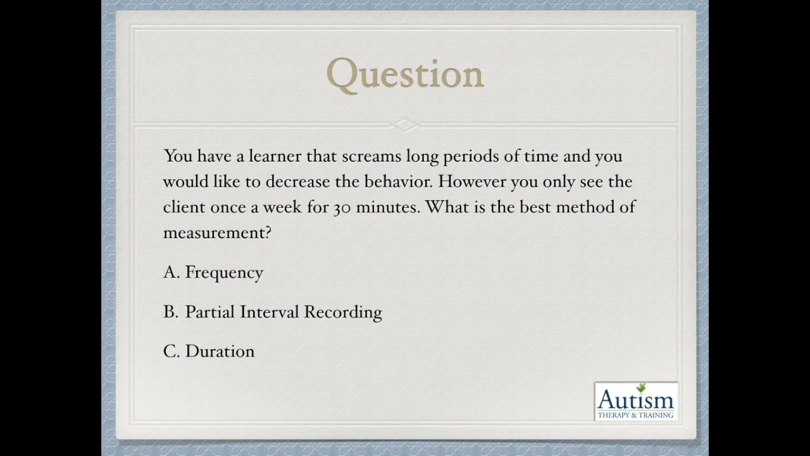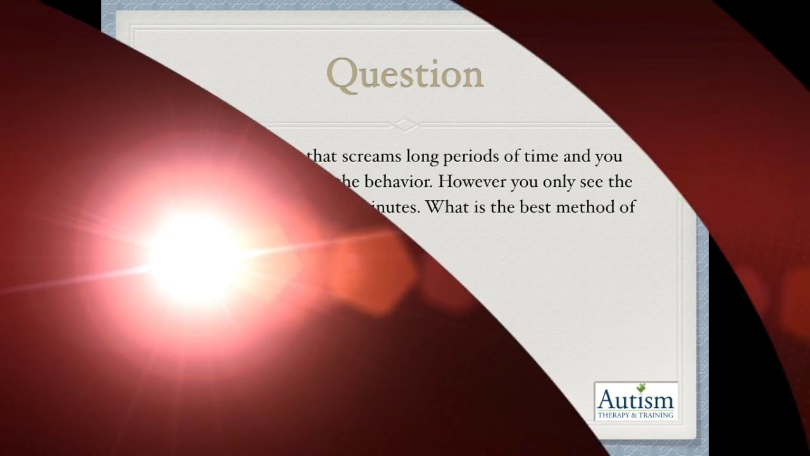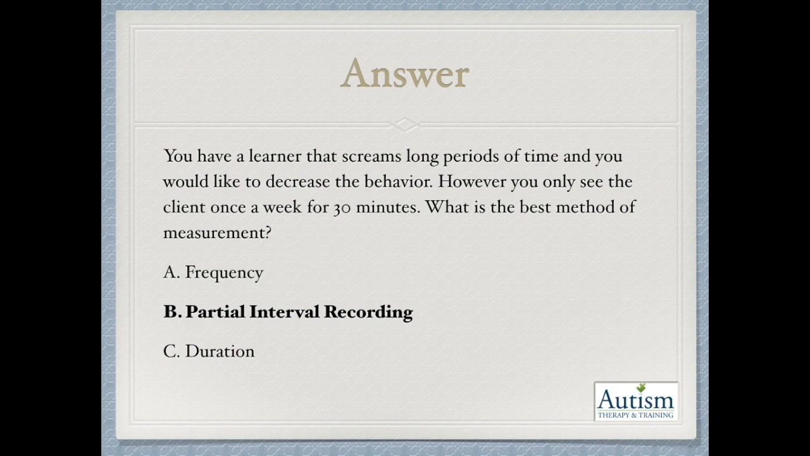You have a learner that screams long periods of time, and you would like to decrease the behavior. However, you only see the client once a week for 30 minutes. What is the best method of measurement? Is it A, frequency, B, partial interval recording, or C, duration? And the correct response is B, partial interval recording.